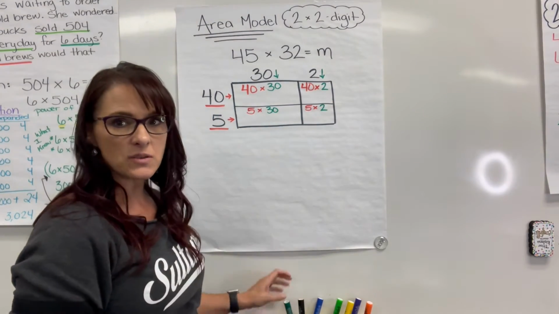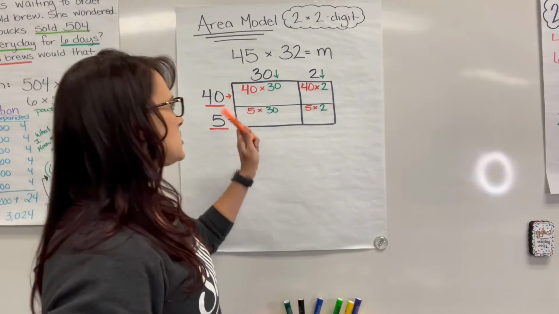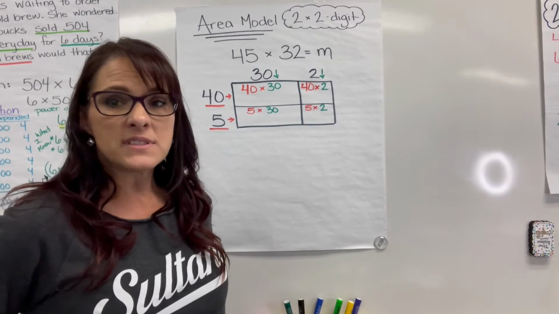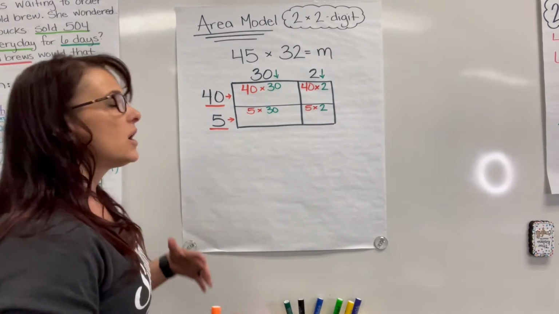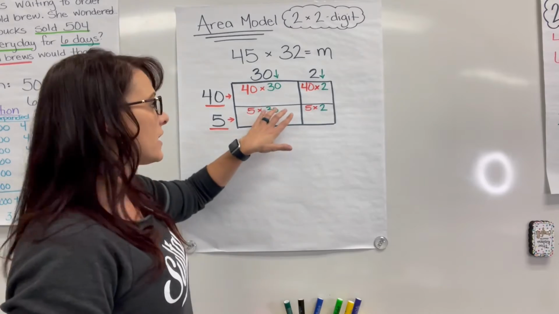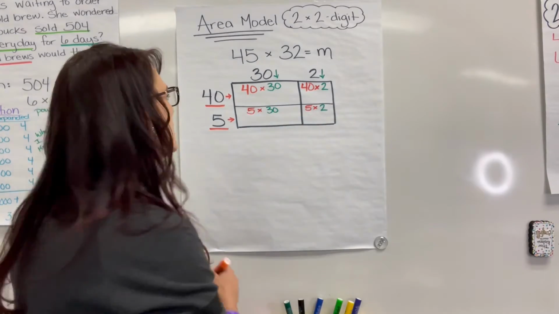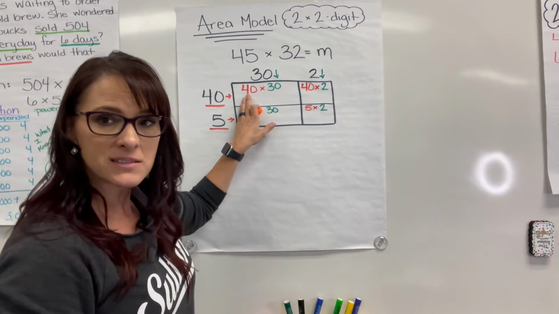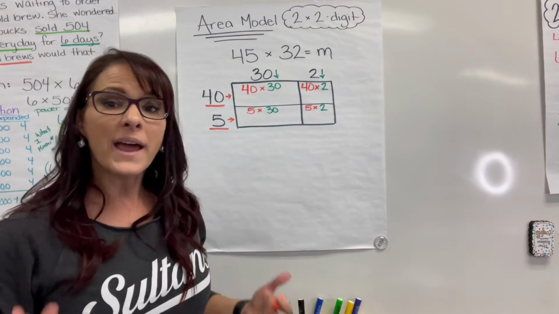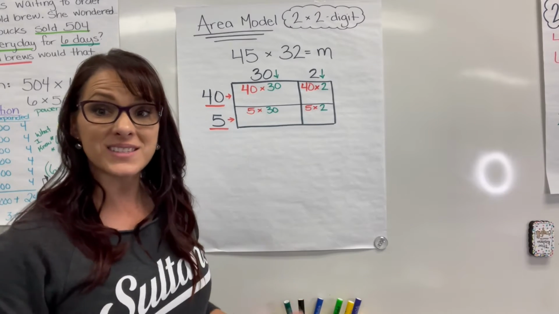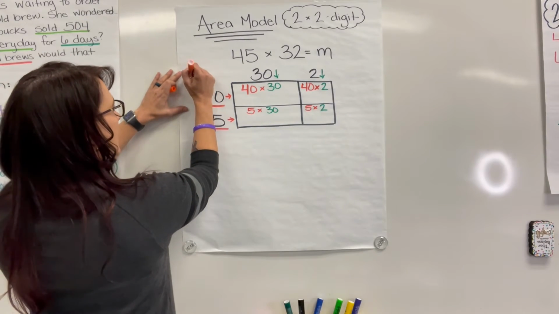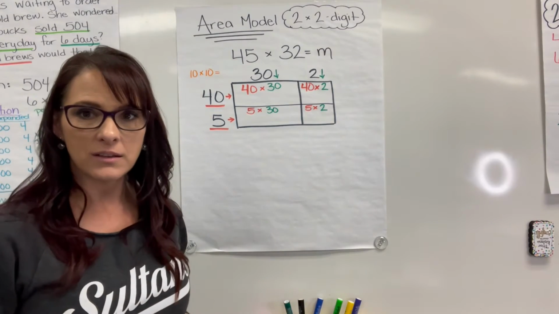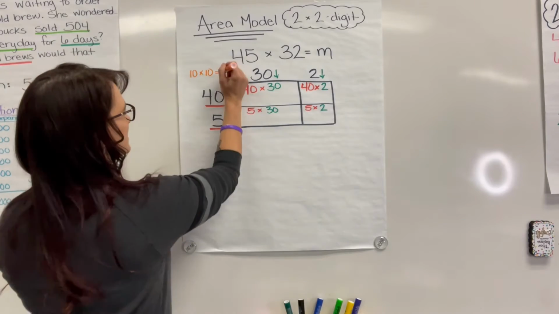Next thing I want to do is look, in each box, at the number of zeros, because the number of zeros is going to tell me my place value for each box, okay? So for example, here I have 40 times 30. 40 is in the tens place, 30 is in the tens place. What happens when you multiply two tens together? So if I were to do 10 times 10, what is that going to give me? It's going to give me 100, exactly.